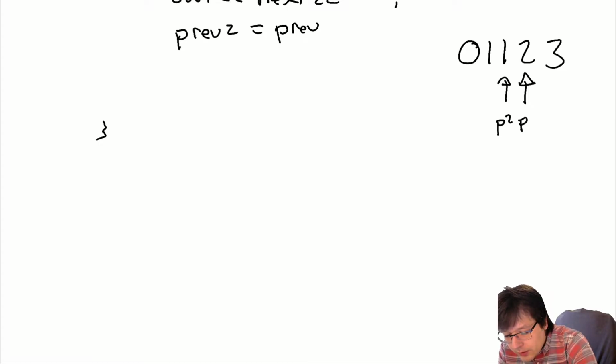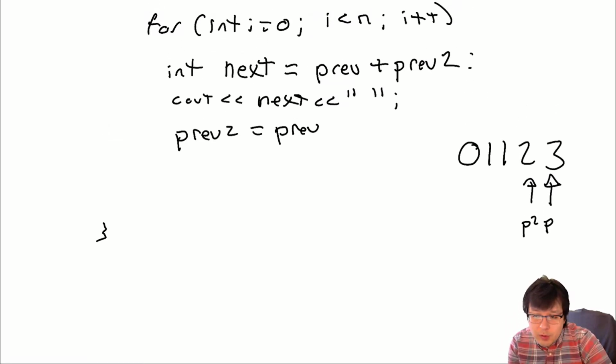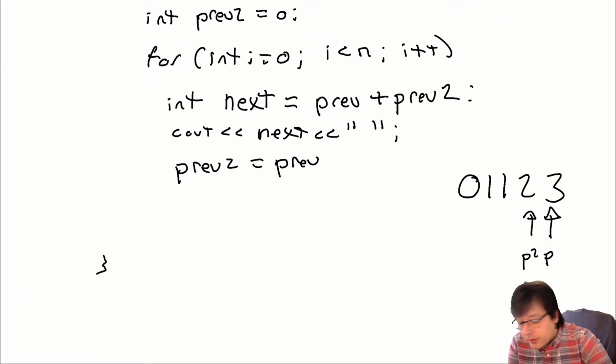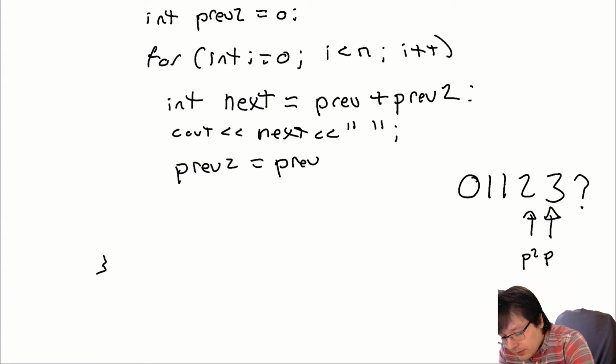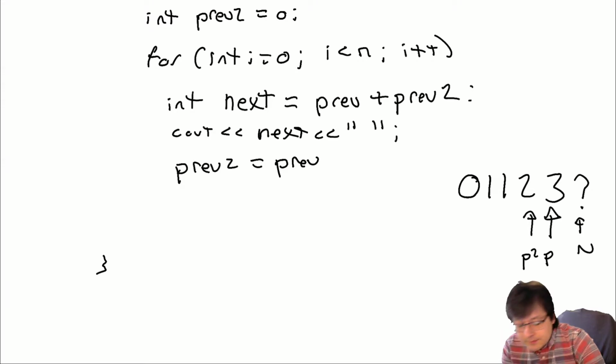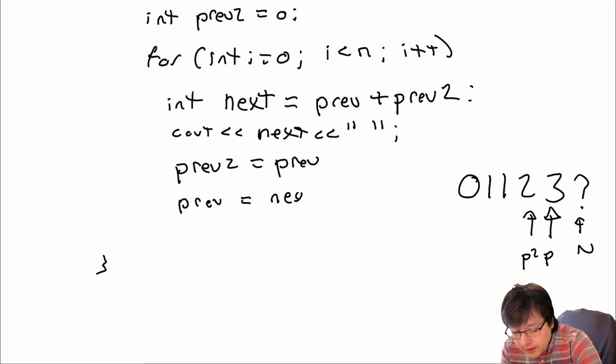And so what we're saying is, whatever previous is now becomes second previous. And then whatever we just computed is now going to be previous, because the next time we loop around, we want it to be that way so we can compute the next number. Okay, so that is basically saying take previous and put it in second previous, and then put whatever we just computed in previous.